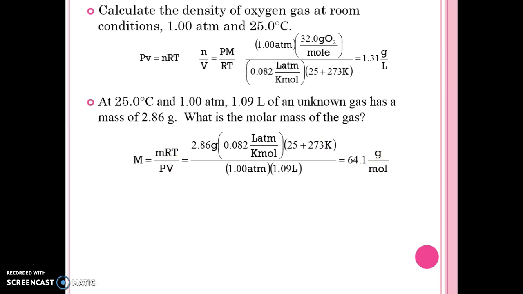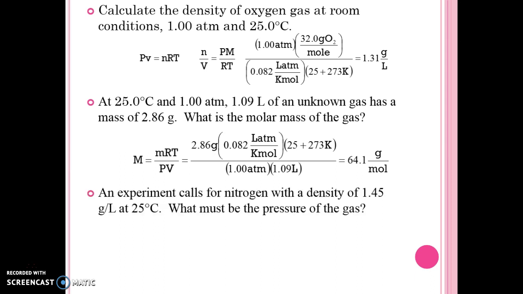Now again, you don't have to memorize these new versions of the equation. If this doesn't make sense to you, solve PV equals nRT for moles and then consider what the equation for molar mass is and manipulate it that way. So there's any number of ways that you can sequence this work.